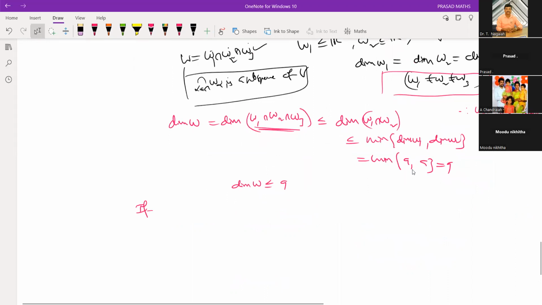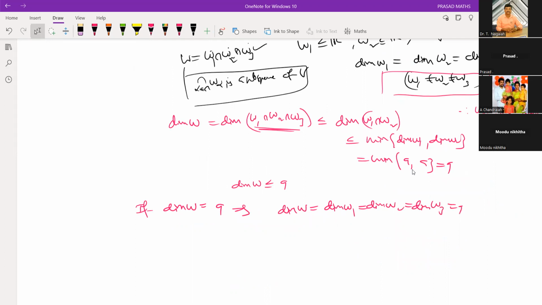If it is 9, dimension of W is 9. Therefore, dimension of W is equal to dimension of W1 is equal to dimension of W2 is equal to dimension of W3 is equal to 9. Therefore, all are subspaces with equal dimensions. Therefore, by property 1, W1 is equal to W2 is equal to W3, which is absolutely a contradiction because you are given distinct subspaces.